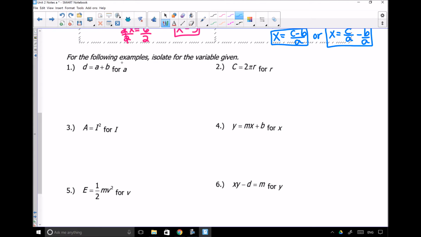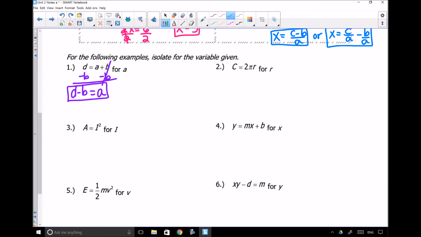Okay, so let's look and see what it says. For the following examples, isolate for the variable given. So in the first example that we have here, it says that I want to get the a alone. Well, to get the a alone, I need to see what's on the same side as the a. Well, I've got a b, and I don't want that b there. So how do I get rid of this plus b? I want to make it nothing. So the opposite of adding b is subtracting b. So I'm going to subtract b from both sides. B minus b is 0, so I'm left over with an a, which is my goal. And then here, d minus b are not like terms, so I just leave my answer as d minus b. And that's my answer for question number 1.